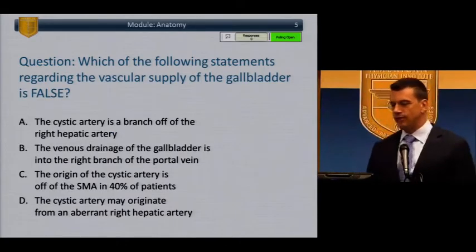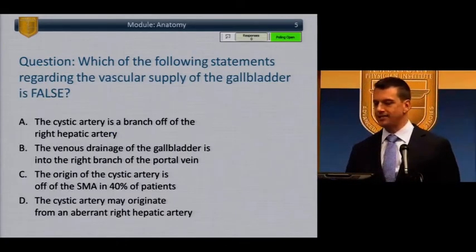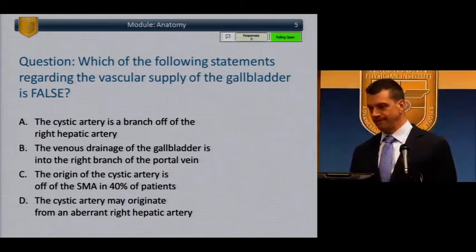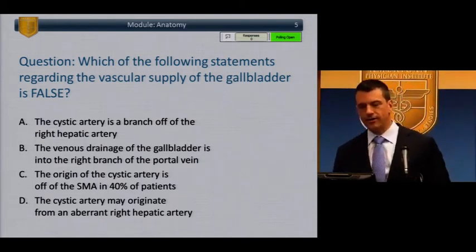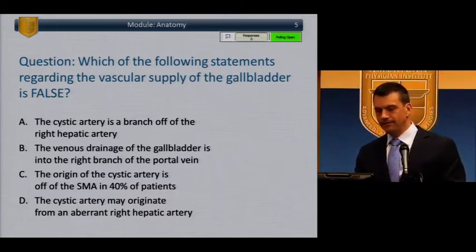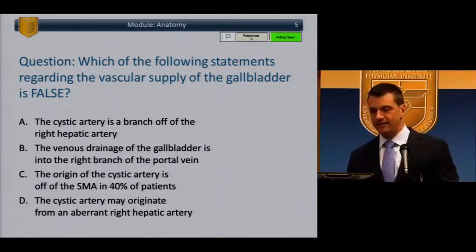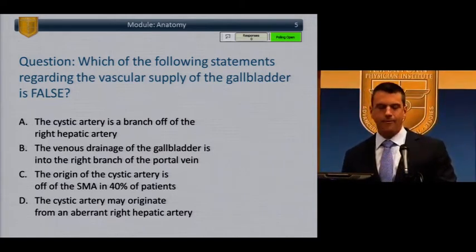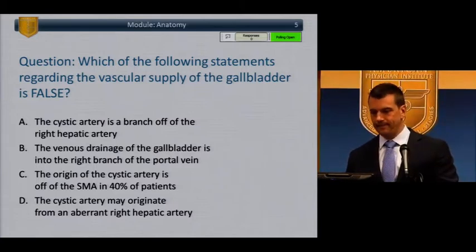First question: which of the following statements regarding the vascular supply of the gallbladder is false? A, the cystic artery is a branch off of the right hepatic artery. B, the venous drainage of the gallbladder is into the right branch of the portal vein. C, the origin of the cystic artery is off of the SMA in 40% of patients. D, the cystic artery may originate from an aberrant right hepatic artery.